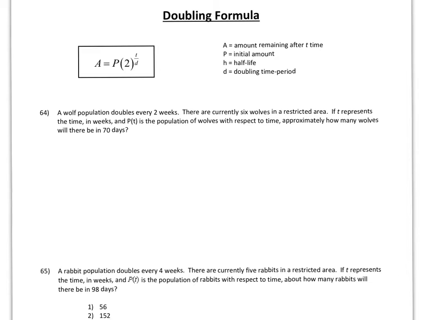Hello, so if you can turn to page 27 from your logs packet, from your Unit 6 packet, what we're going to talk about today is the doubling formula. And you'll see at the top of the page here, the formula is given to us. Okay, and we're pretty familiar with what most of these components mean. A is the amount remaining after T time has passed. P is the initial amount.